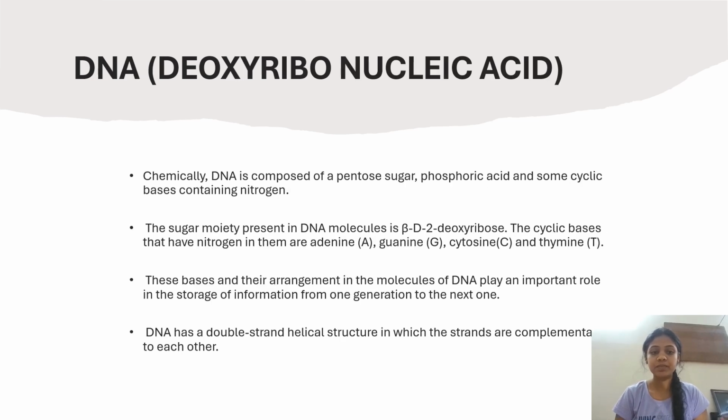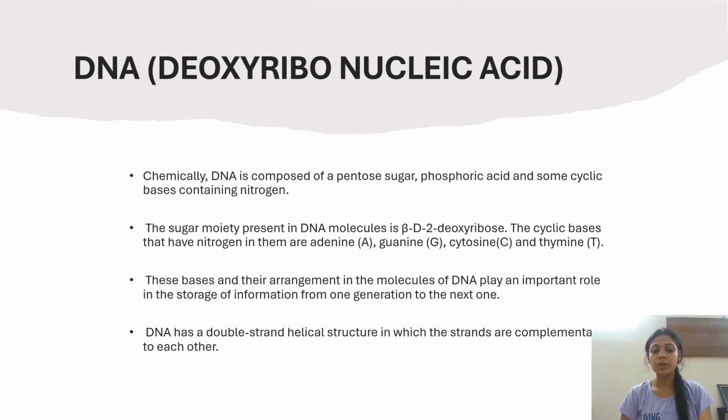Shall we go through DNA? It is nothing but deoxyribonucleic acid. Chemically, DNA is composed of pentose sugar, phosphoric acid, and some cyclic bases containing nitrogen. The sugar moiety present in DNA molecules is beta-D-2-deoxyribose. The cyclic bases that have nitrogen in them are adenine, guanine, cytosine, and thymine.